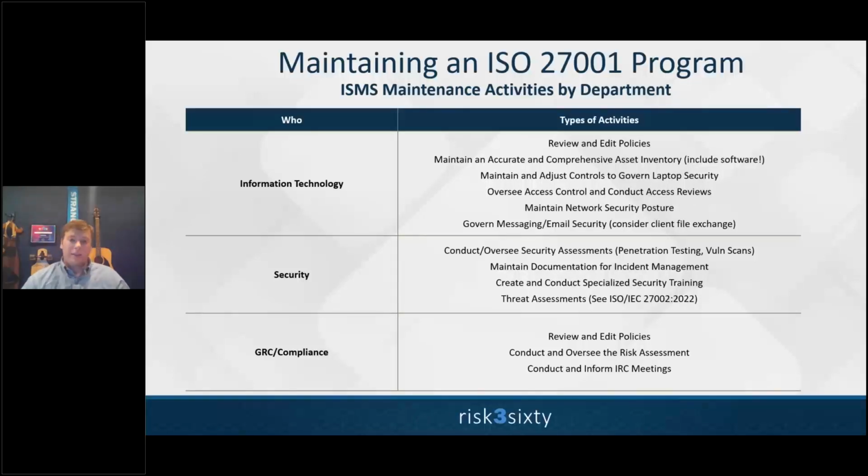They're also going to create and conduct specialized security training. So if the security team is seeing a lot of phishing email clicks, if they're seeing a lot of potential incidents in a specific area, it might make sense for them to sit down and come up with some specialized security training for the organization to help educate people in that area to help reduce the risk of those types of incidents occurring. Lastly is threat assessments.